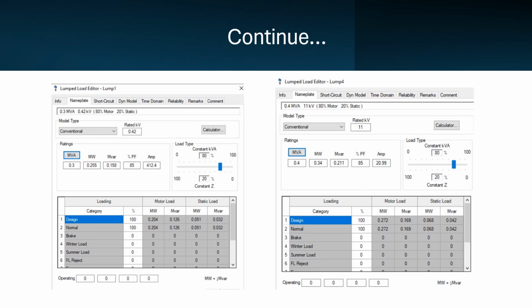And here are the specifications of the lump load editor, as you can see in the slide, about their ratings and how they are placed on the single line diagram.